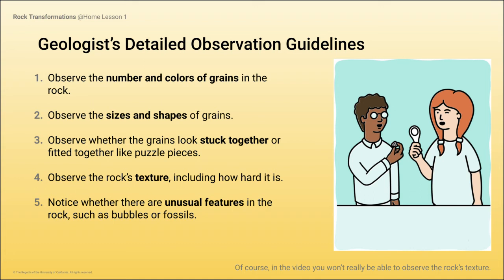Geologist Detailed Observation Guidelines. Observe the number of colors and grains in the rock. So you're going to grab a magnifying glass and you're going to look at all the tiny little details. You're going to observe the sizes and shapes of the grains. So all those tiny little specks within it, how big or small are they? You're going to observe whether the grains look stuck together or fitted together like puzzle pieces. So do they kind of look like they were glued together like a toddler did it, or are they wonderfully pieced together and they look like they fit?